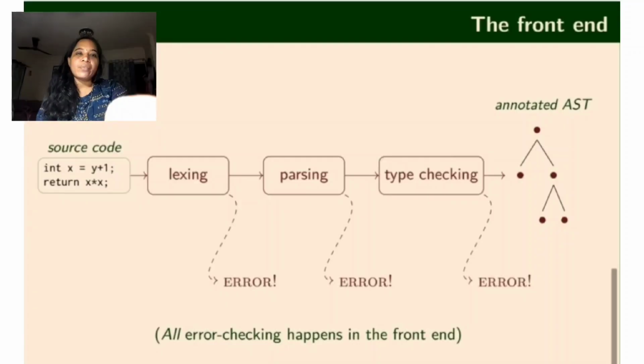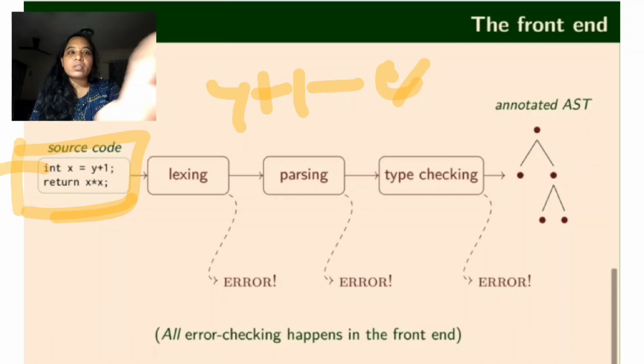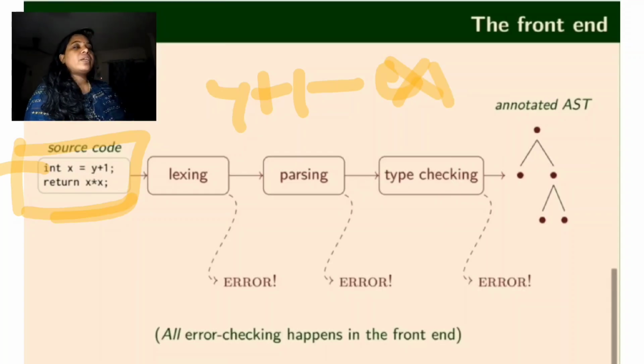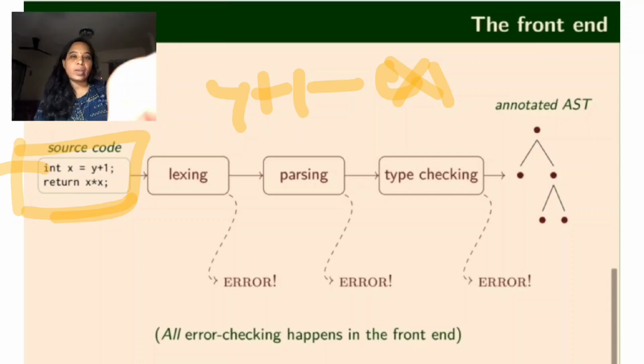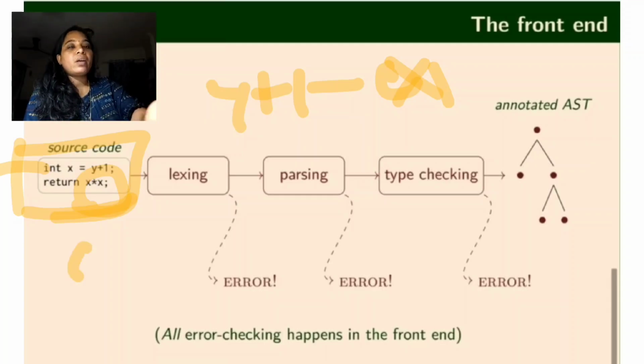Here I have written some code, int x. This is the expression x equal to y plus 1. Expressions. So basically, when we study computers, we need to know about operators, operands and expressions. Operators means, this one is int, return. This x star x is the expression. Operands means, for example, a plus, b plus.